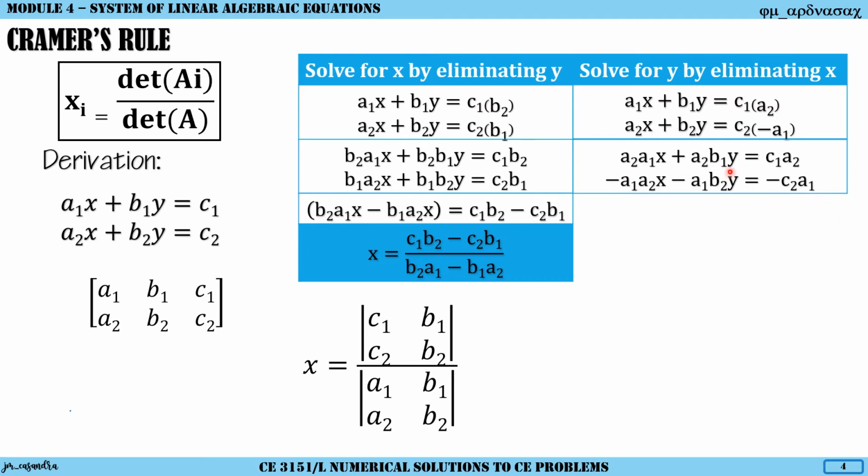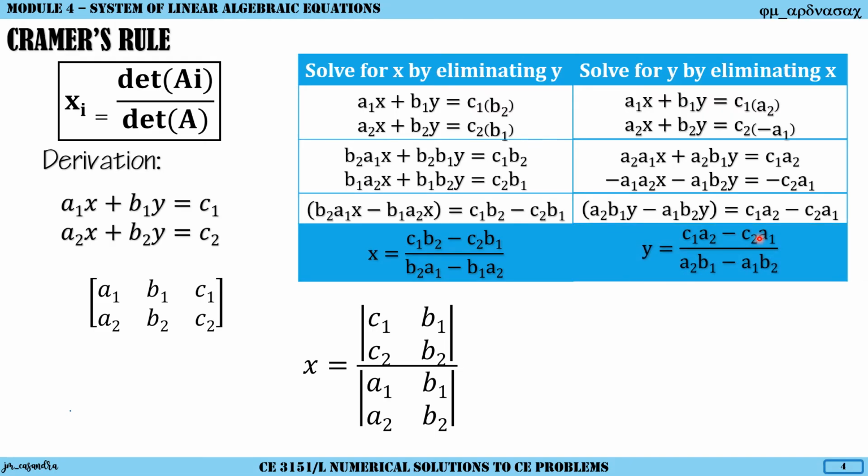So we could now eliminate x by addition. So we'll now have a2 b1 y minus a1 b2 y equal to c1 a2 minus c2 a1. So y can be written using this equation, or in matrix form, that will be a1, a2, c1, c2 over the denominator a1, a2, b1, b2.